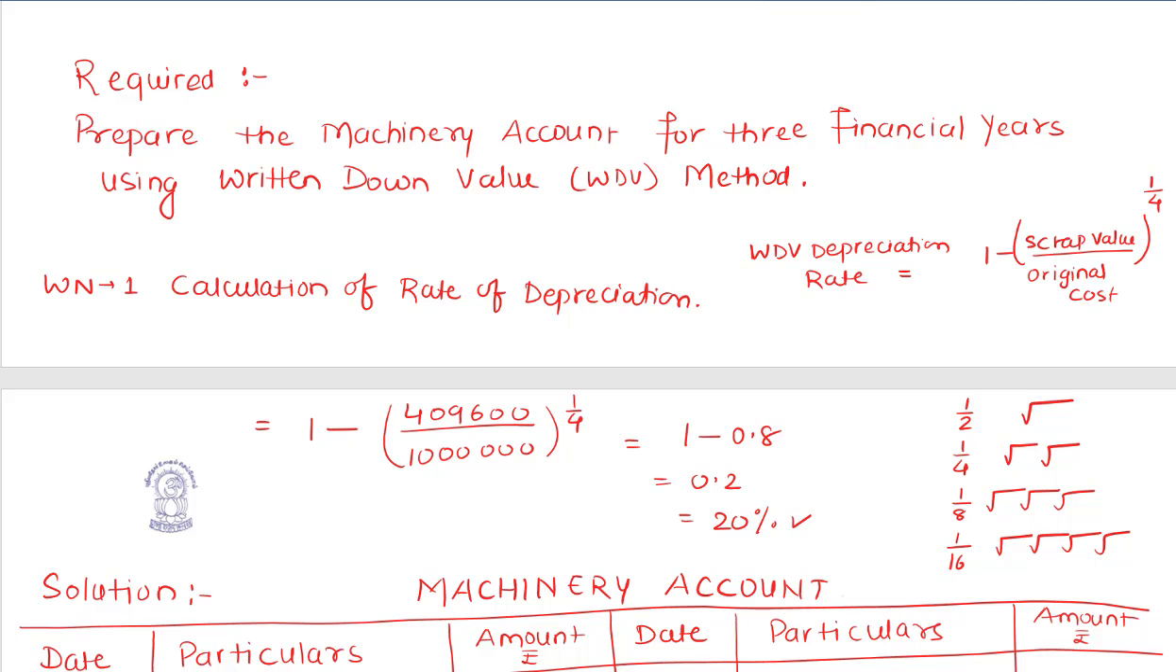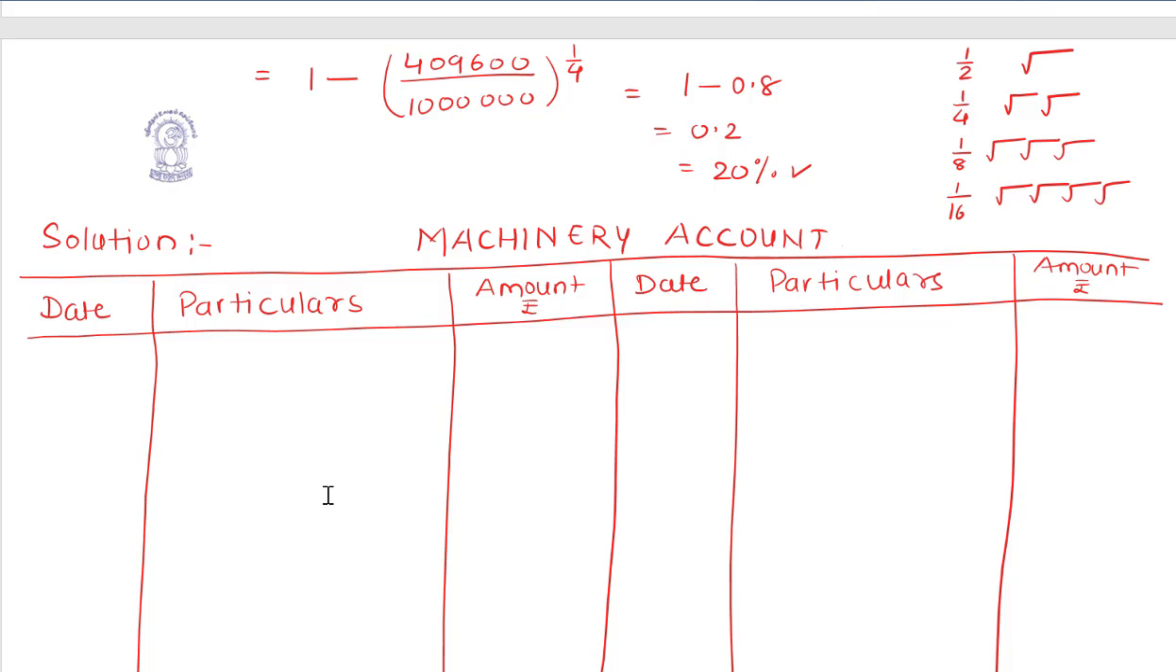I believe it is clear. Yes. Now we'll try to make the machinery account, because we have already calculated the depreciation rate using the WDV method. So let's begin with the machinery account now.